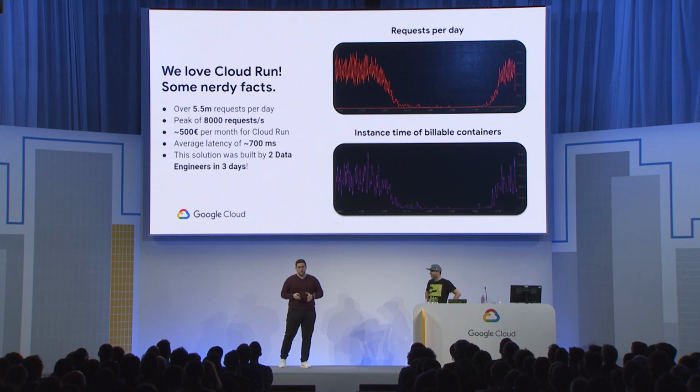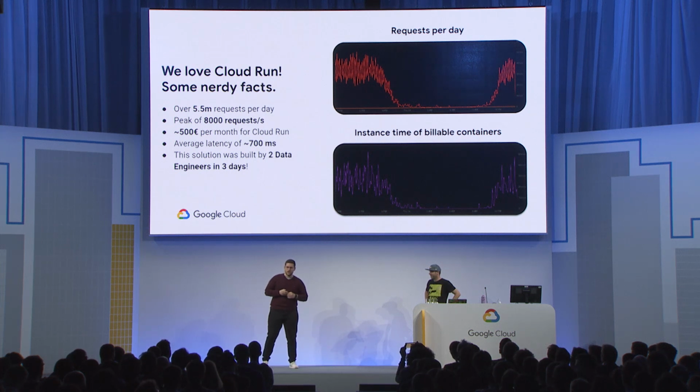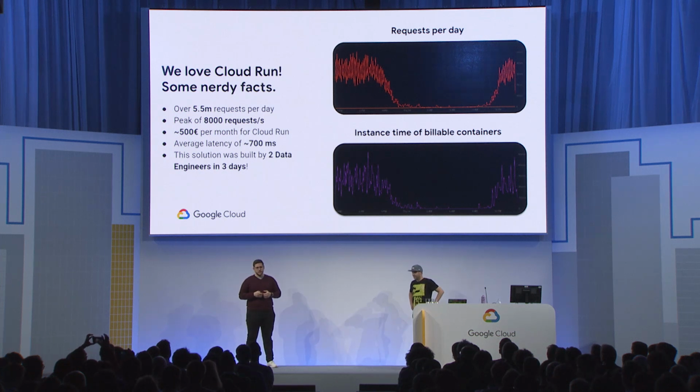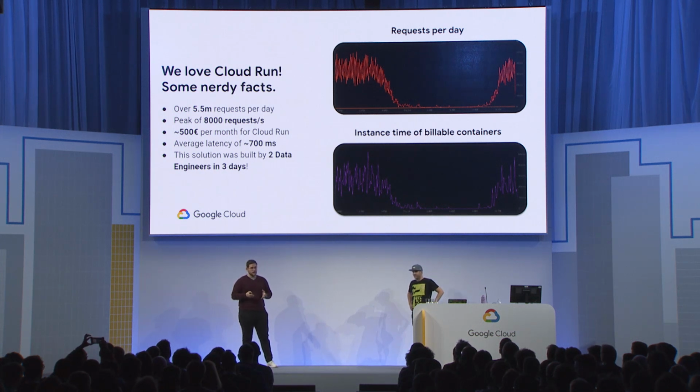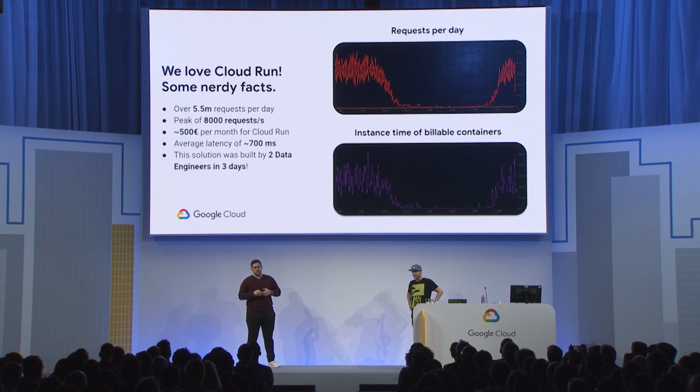We really love Cloud Run because a lot of cool things happen. As you can see in the two graphs, one beauty is that Cloud Run comes with predefined metrics that you get out of the box. You don't need to do anything. If you deploy your container to Cloud Run, you have, for example, the requests that come in over a period of time and the instance time of the billable containers. As you can see, we have not so much traffic during the night, obviously, and a lot during the day.